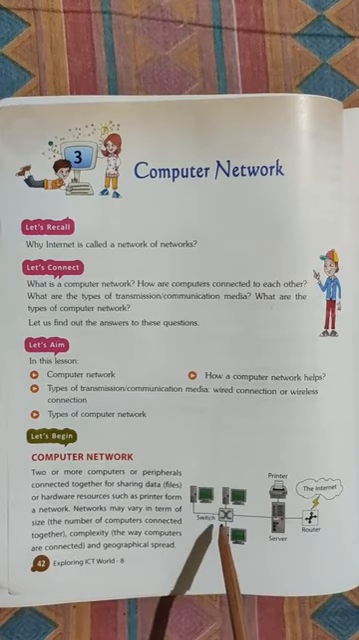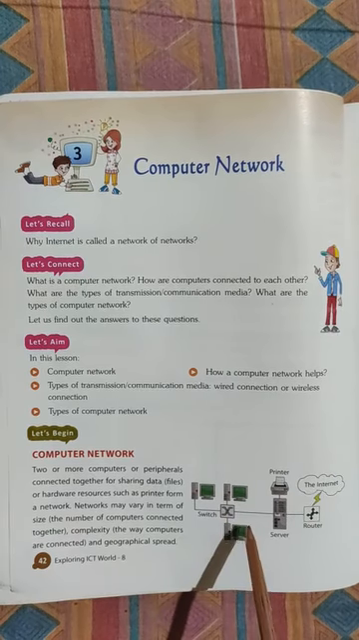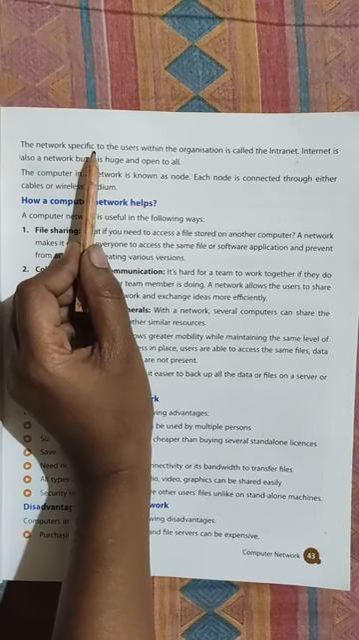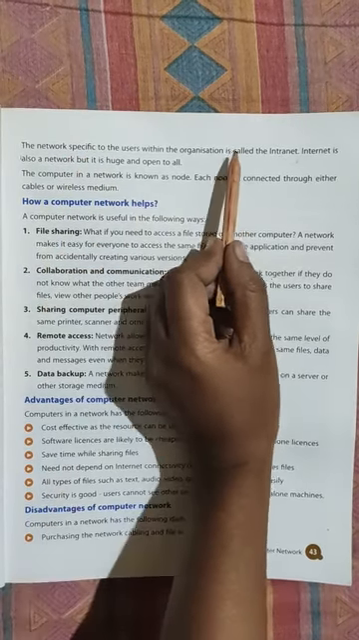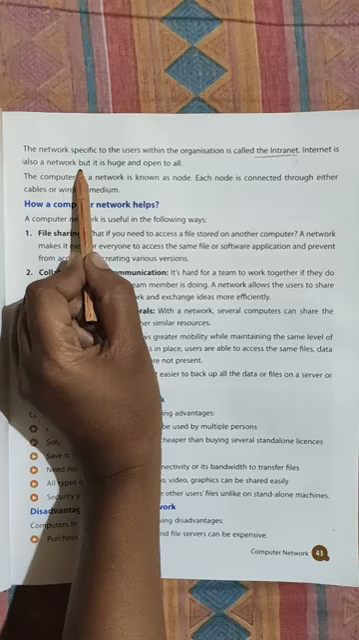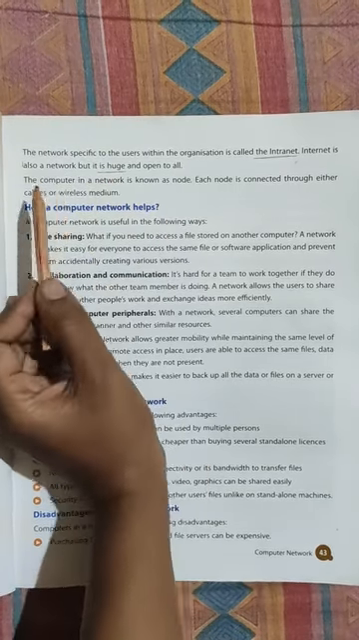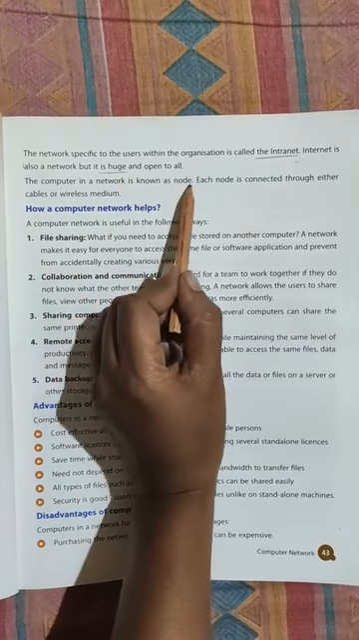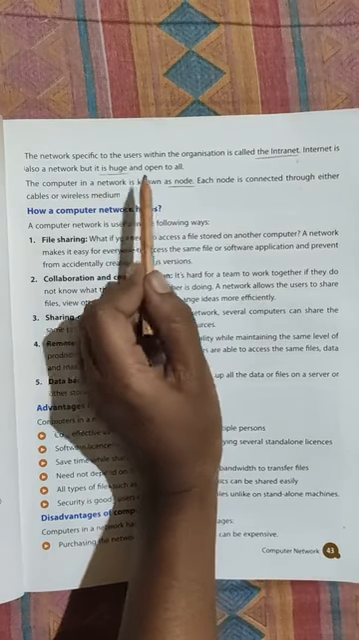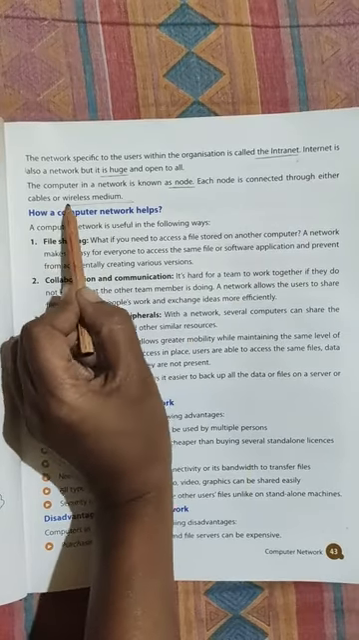These all are connected to each other and sharing their data and files. Understood? The network specific to the users within the organization is called the intranet. Internet is also a network, but it is huge and open to all. The computer in a network is known as a node. Each node is connected through either cables or wireless medium.